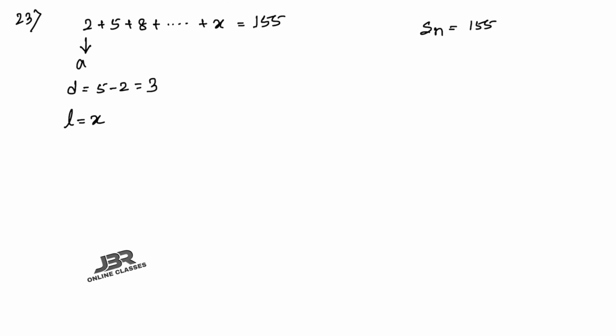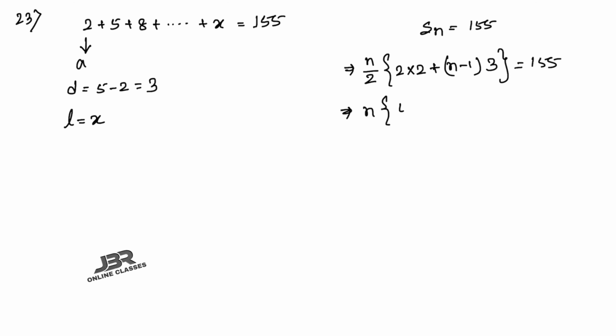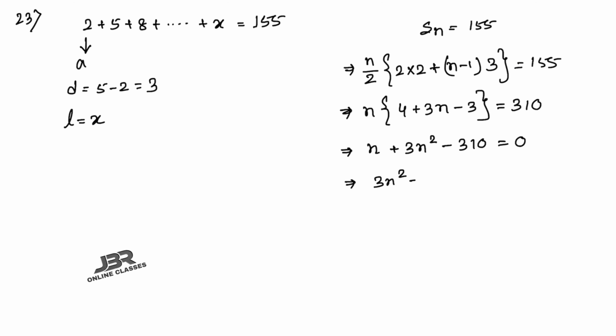As Sn equals 155, you can write n by 2, then 2 into a, so 2 into 2 plus (n minus 1) and d means 3, that equals 155. So 4n plus 3n squared minus 3n equals 155 into 2, 310. So 4 minus 3 is 1, that means n, and the next one 3n squared plus n minus 310 equals 0.